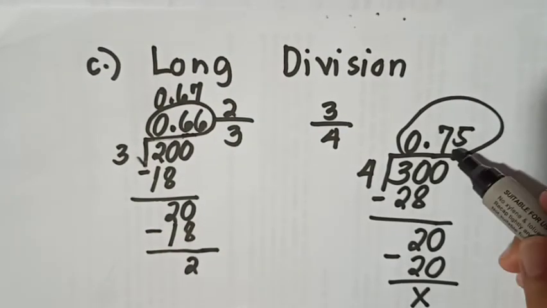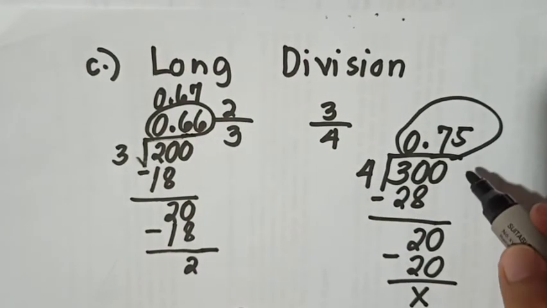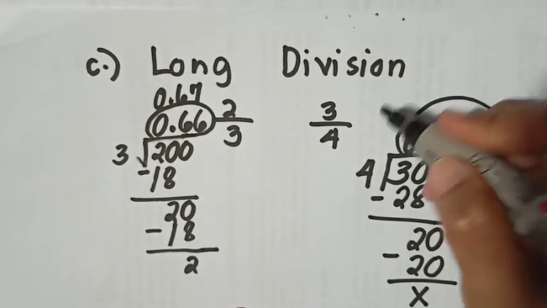Let's compare 0.75 and 0.67, which is bigger. Of course, 0.75. 0.75 belongs to the 3/4.